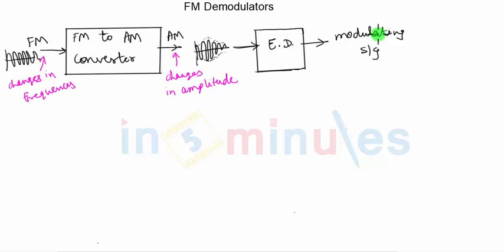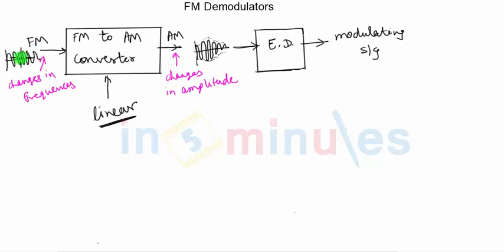But for this whole process to take place perfectly, it becomes very important that the conversion from FM to AM is perfect. Now when I say perfect, it simply means that this conversion from FM to AM has to be as linear as possible. That means if the frequencies are increasing, in the same proportion the amplitude should increase, and as the frequencies are decreasing, in the same proportion the amplitude should decrease.